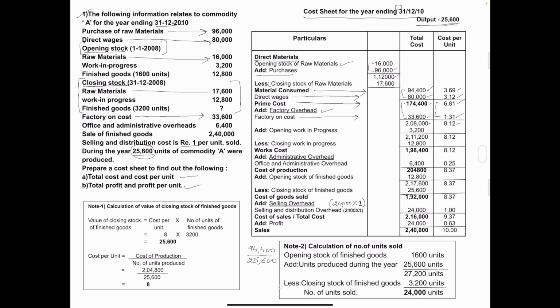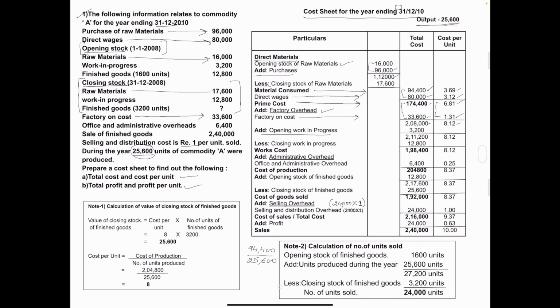To this factory cost, we have to add opening work in progress. In the problem they will give you work in progress. Opening work in progress you have to add, and closing work in progress you have to less. Simple. Opening you have to add and closing you have to less.